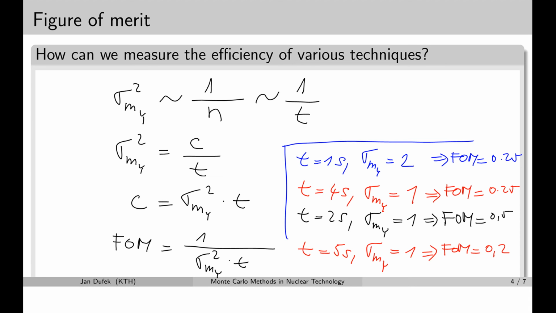So the figure of merit is a very important quantity to us. It allows us to evaluate the computing efficiency. So we want to improve the computing efficiency, we want to increase the figure of merit as much as possible by using the best variance reduction techniques.